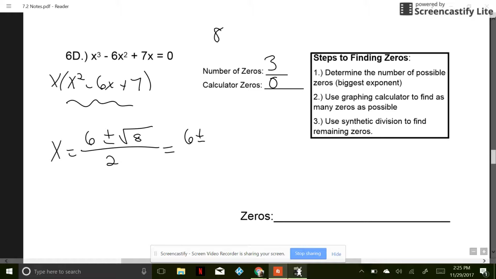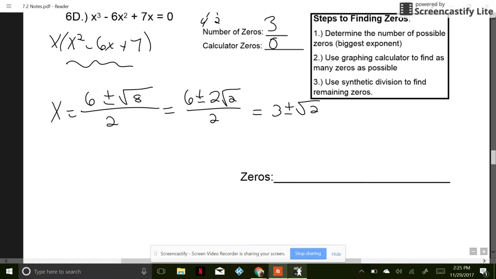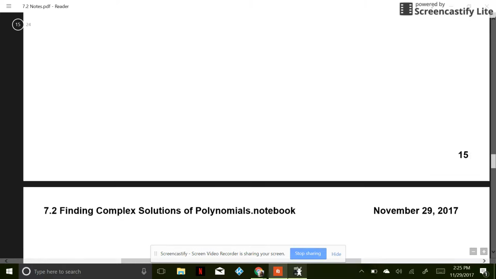8 breaks up into 4 and 2. That means we can pull a 2 outside. We're left with a root 2 inside over 2. This will simplify to 3 plus or minus root 2. So our solutions will be 3 plus root 2, 3 minus root 2, and then the 0 we found with our calculator.